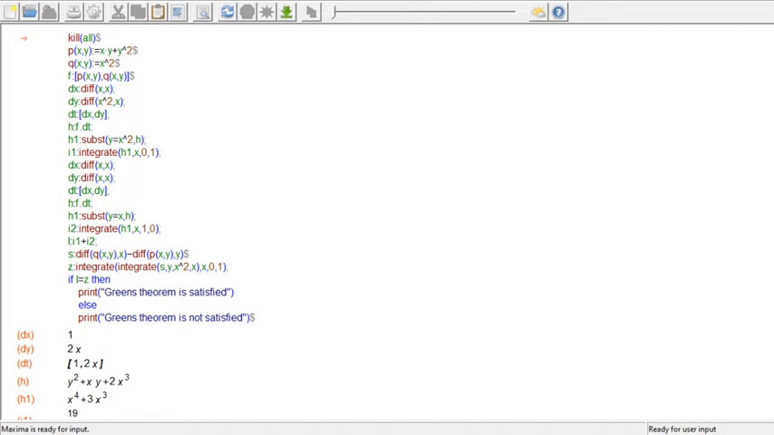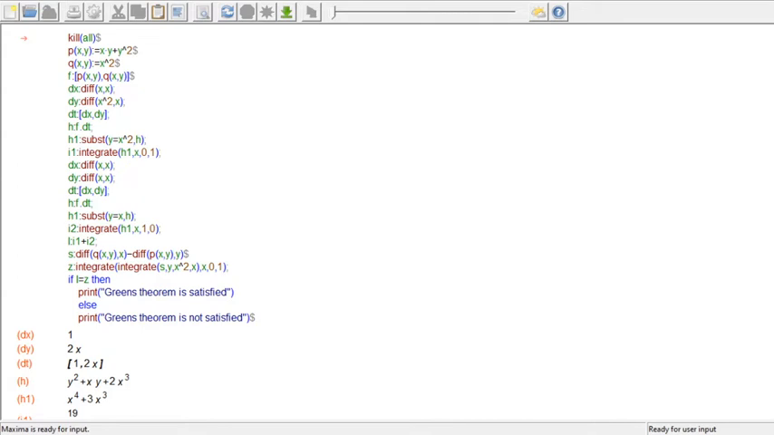Now you have to integrate this with respect to x and y, but integration of S with respect to y, where y runs from x squared to x, first you need to integrate this, then you have to integrate that answer with respect to x, where x runs from 0 to 1. That will be stored in Z. So your Z contains right hand side, and this I contains left hand side of Green's theorem. Now if these two are equal, then we say Green's theorem is satisfied. Else print Green's theorem is not satisfied.